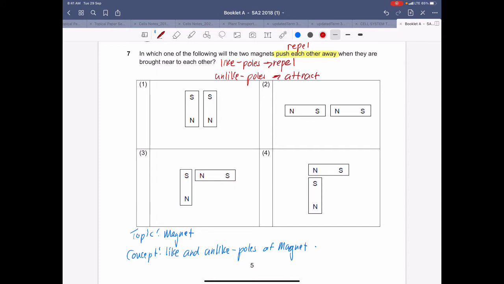Straight away you know, Mr. Chong said like poles repel. So I'm looking for two magnets that are facing each other in the exact same direction. So the answer is number 1 because it's south pole and south pole, and this is north pole and north pole. Just in case you don't know, S stands for south, N stands for north.